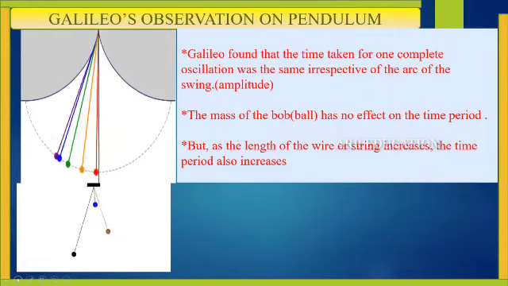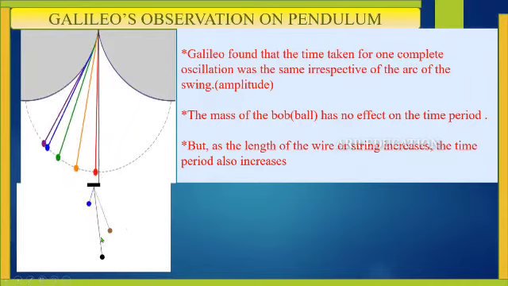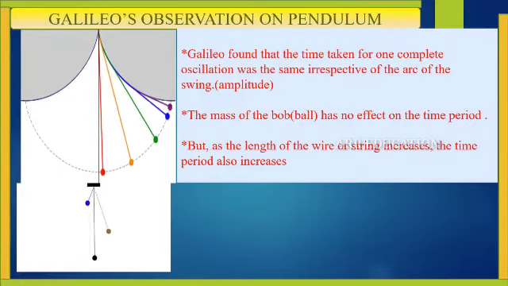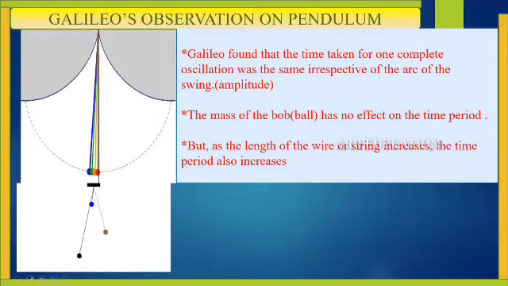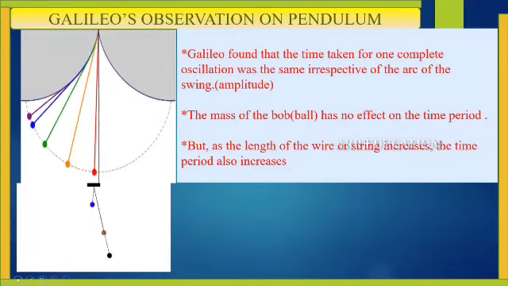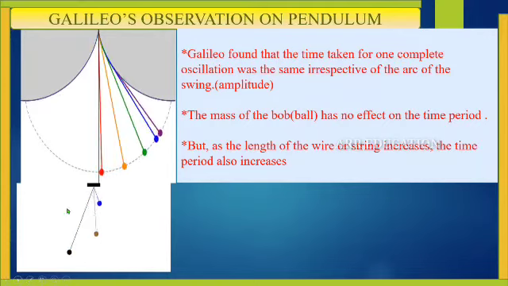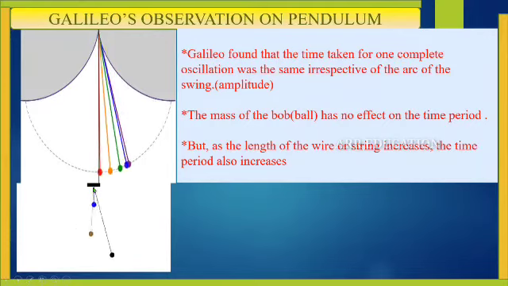And the second property, the mass of the ball, as you can see here, has no effect on the time period. So even if the weight of the bob or the ball is higher, the time period of the oscillation will be the same. But as the length of the wire or string increases, the time period also increases.